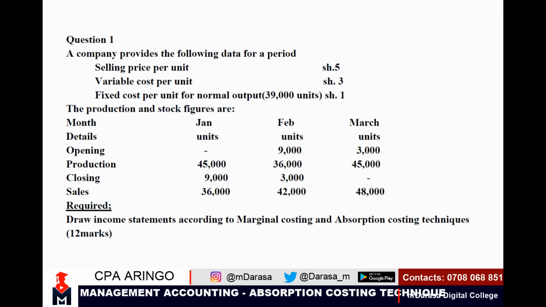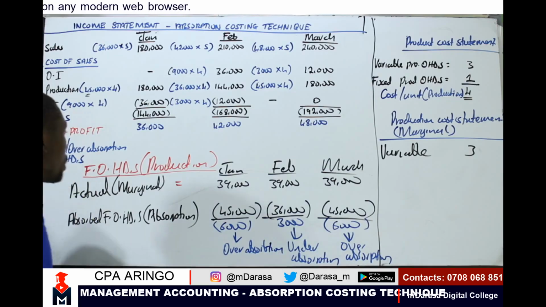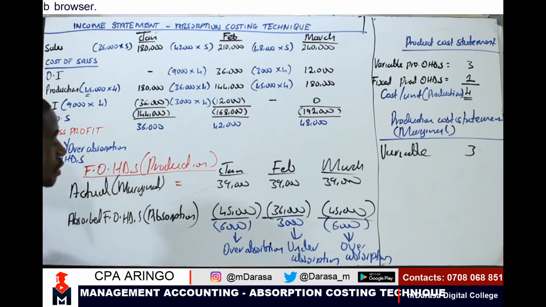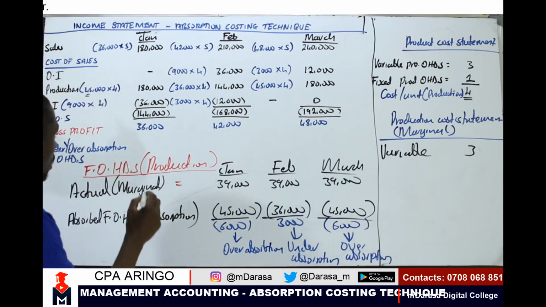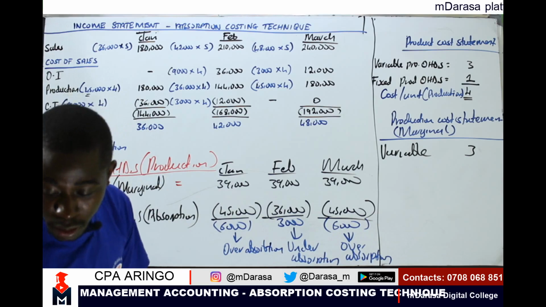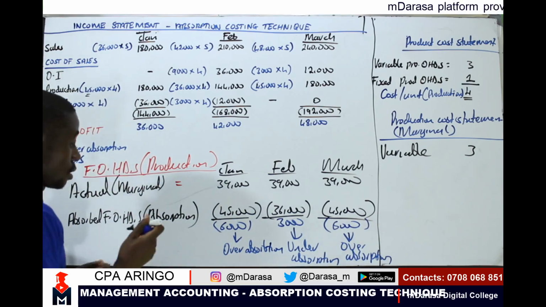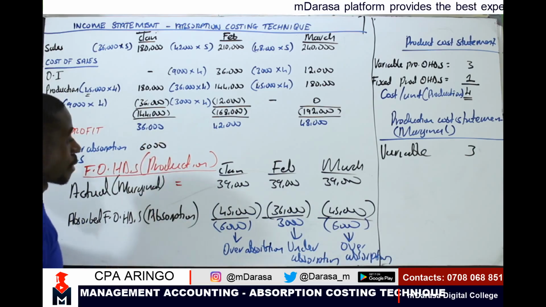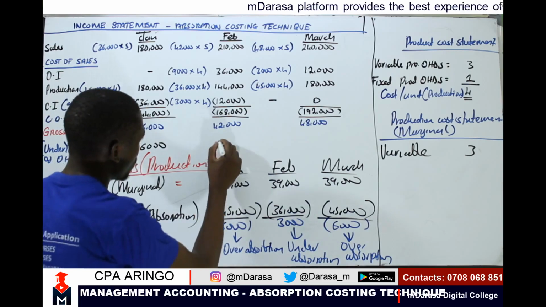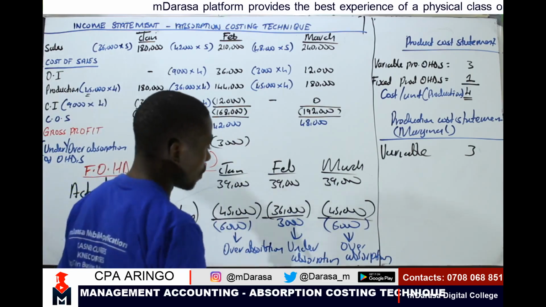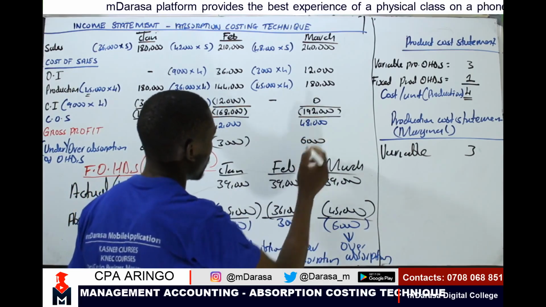So we have it here, the question, you've seen it. Incorporating our figures here, under absorption we are going to deduct. For the month of January, I'm having over absorption, meaning that we add. So I'm having over absorption of 6,000 here. Under absorption, in this case, will be 3,000. Whereas for the month of March, I'm having over absorption of 6,000, we add.